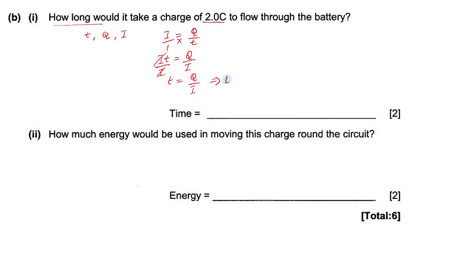So you are going to substitute now. Time is going to be equal to charge over current. The charge is 2. Then current, you found it to be 1 previously. So 2 over 1 is 2. So time will be 2 seconds. So here you just write 2 seconds.